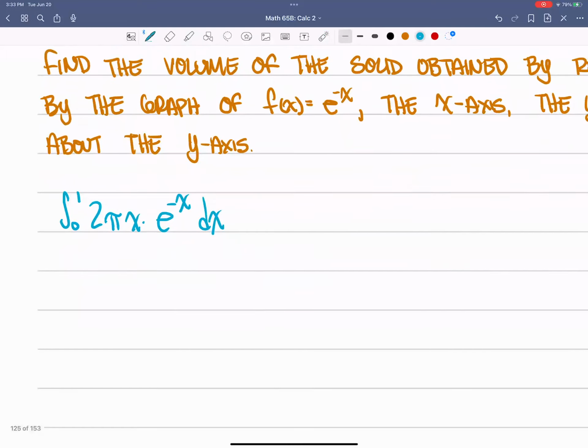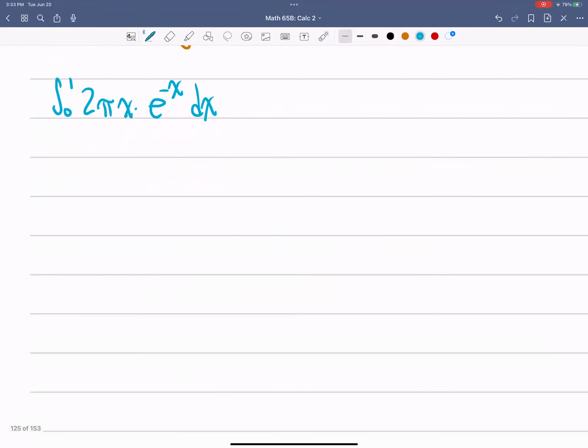I know before we weren't able to solve it. So we have 2 pi x e to the negative x. Here, we could do integration by parts. So let u equal x, dv equal to e to the negative x dx. So differentiate, du is equal to dx, integrate, v is equal to negative e to the negative x, no constant.